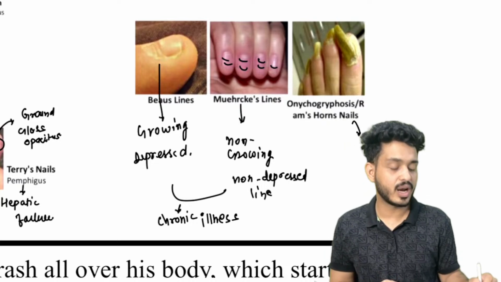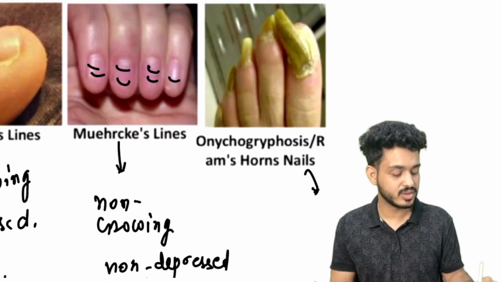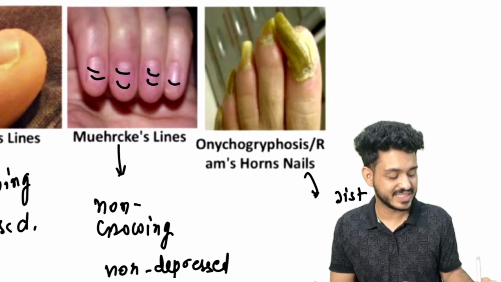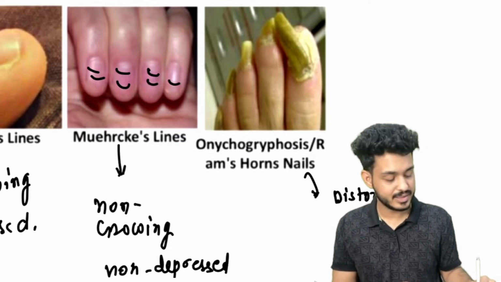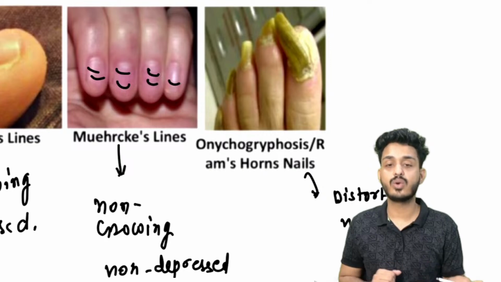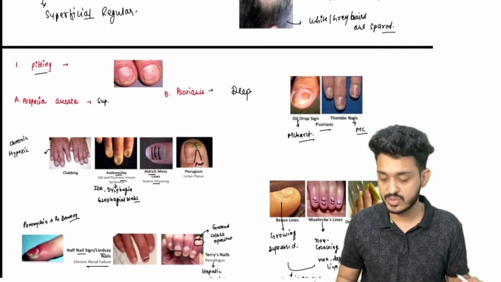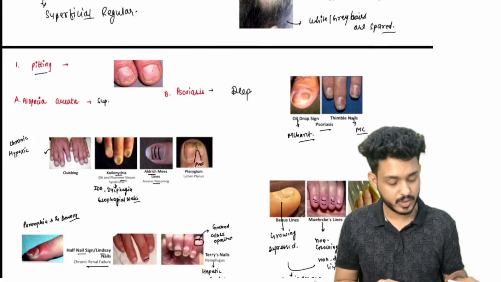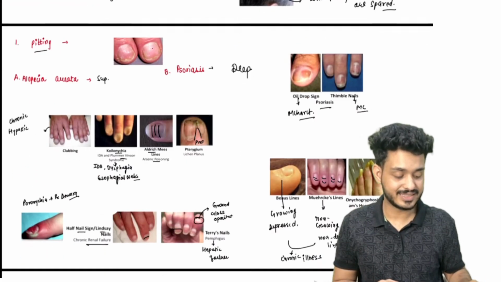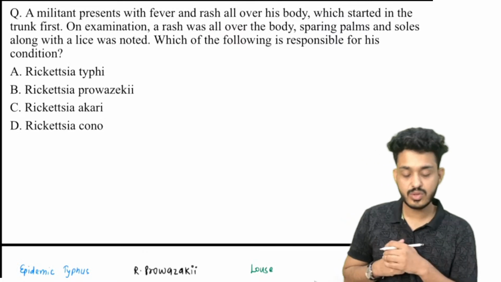Okay, this is your ram's horn nail, or you can also call it distorted nail. This is basically a distorted nail that you are seeing over here. So these are the important nail pathologies. We are clubbing all of them together just before the examination. Okay, next, try to solve this particular question.